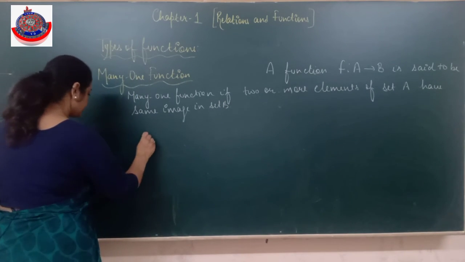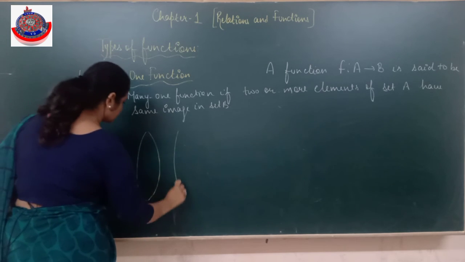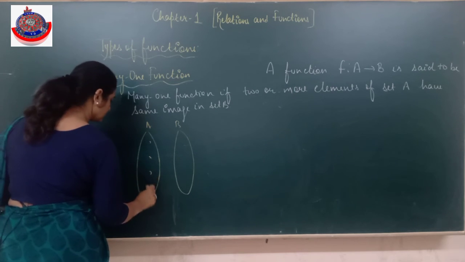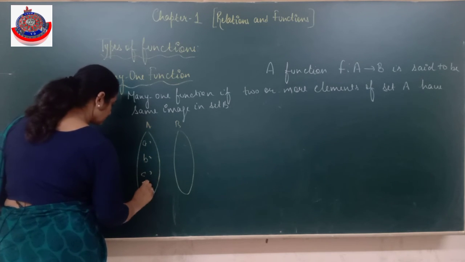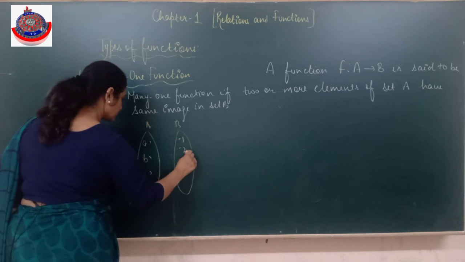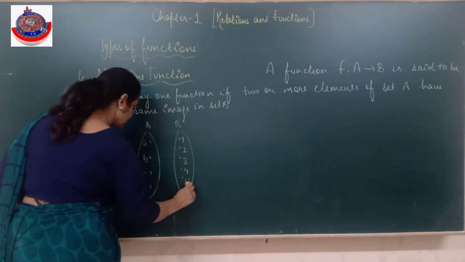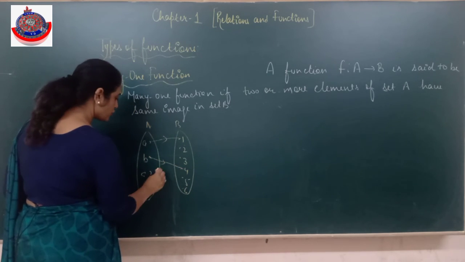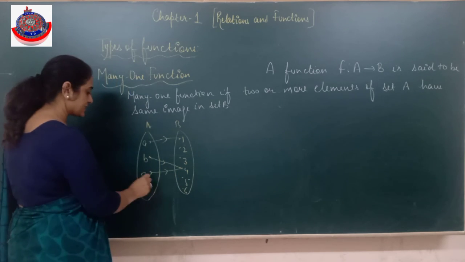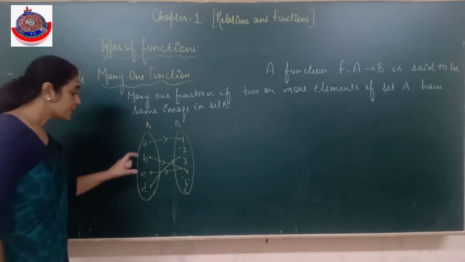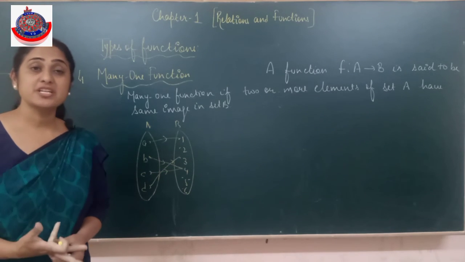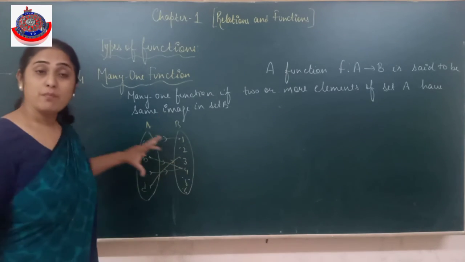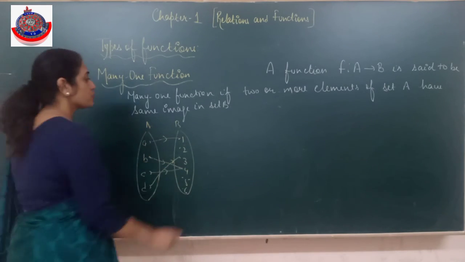Like, say, this element has this answer, this element also has this answer. Alright, so two or more elements can share the same image, then we say this is many-one. From many, the arrow is going to 1. It also has the same parts.